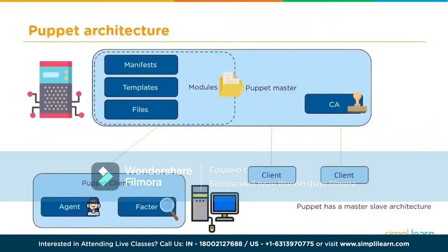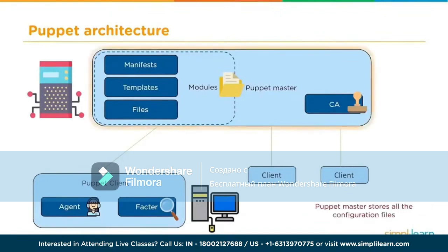Puppet has a master-slave architecture. As you can see here, on the top we have the Puppet master and below we have the Puppet clients. The Puppet master is the system where your system administrator sits. The clients are those systems which require configuration. You can have n number of clients connected to the Puppet master. Don't worry, we'll look into each of these components in detail.